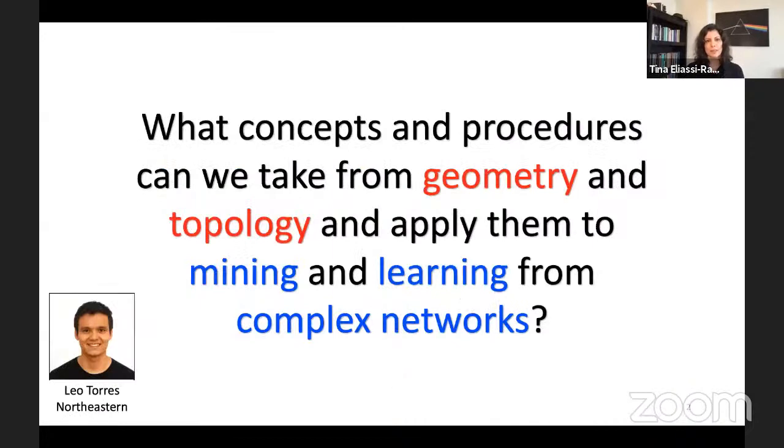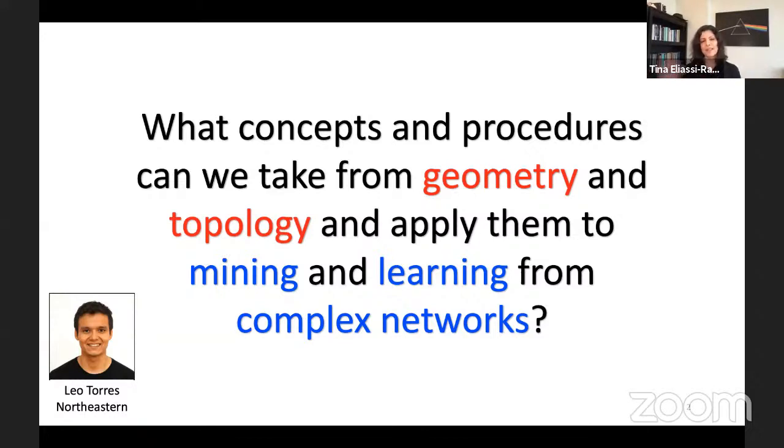When Leo started about 5 years ago, he came to my office and asked, what concepts and procedures can we take from geometry and topology and apply them to mining and learning from complex networks? Complex networks, for those of you who are not familiar with them, are basically, think about the Facebook social network, that's a complex network. Think about the Twitter retweet network, that's a complex network. Basically, you have nodes and links, and the way that the nodes connect to each other forms a complex structure.